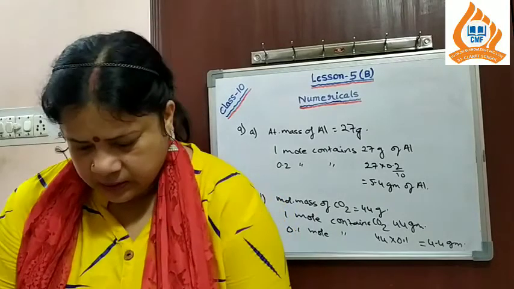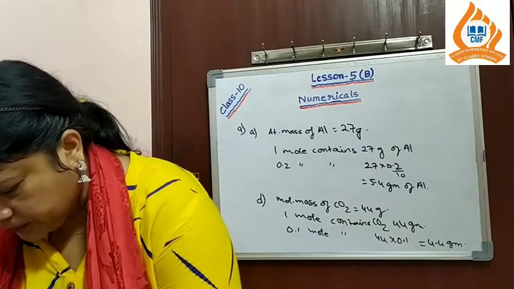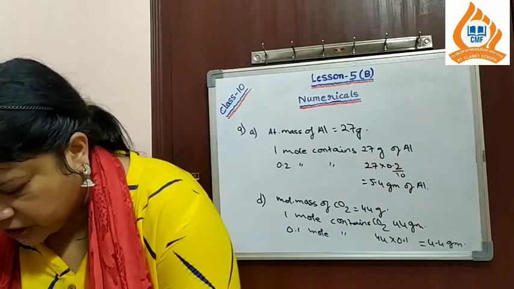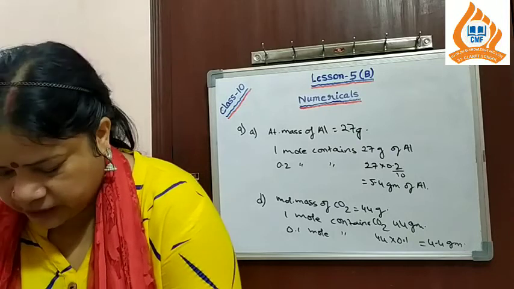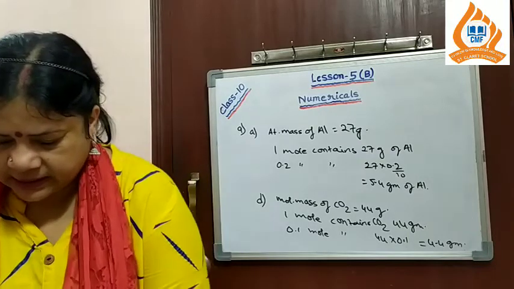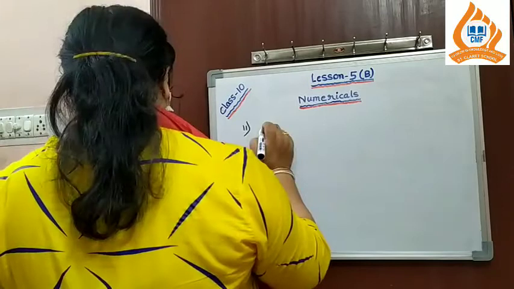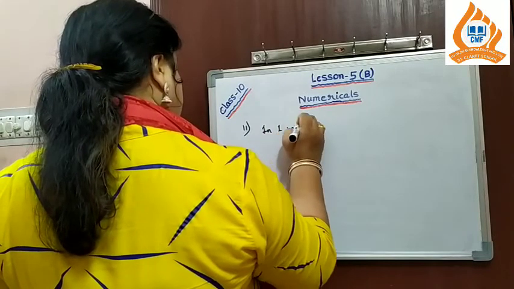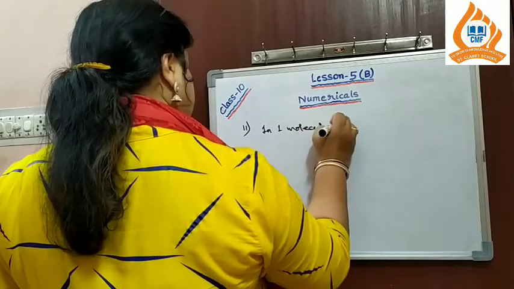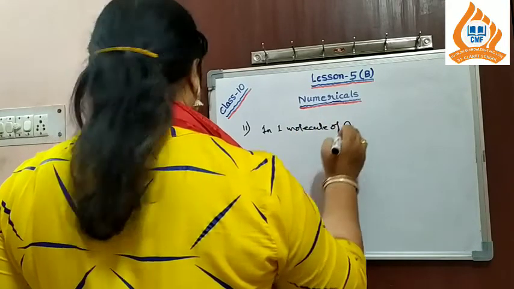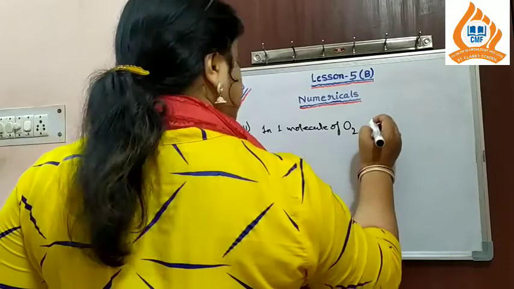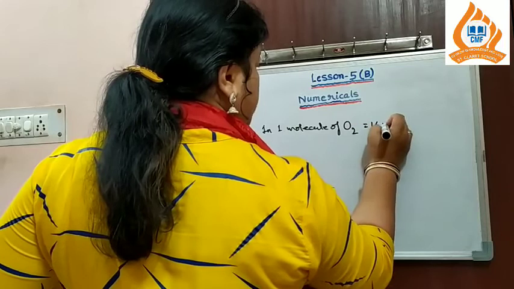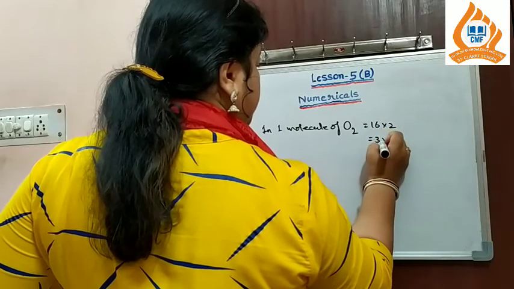Number 11, let us see what the question is. Calculate the number of moles of CO2 which contain 8 grams of O2. It is a little bit twisted. So let us see. One molecule of O2 is 16 into 2, that is 32.